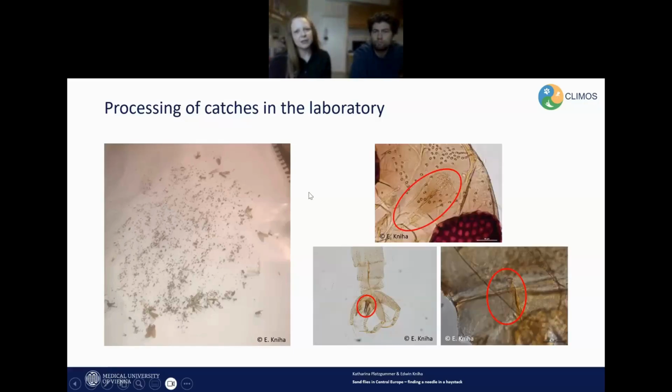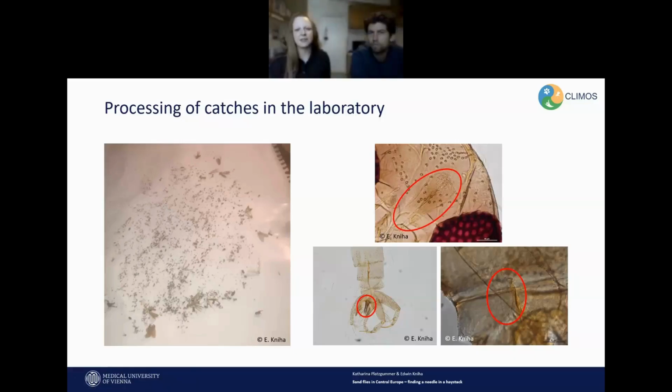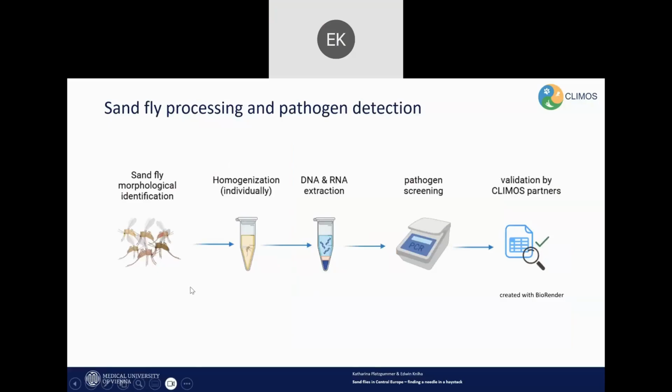So we want to mount the head and the abdomen on microscope slides, because these are the body parts that allow us to do morphological species identification. So here in the head, you have this structure called the pharynx, with the pharynx armature that is actually species specific, same as these appendages of the male genitalia, and here the spermatheca in the female abdomen. And when we did the morphological identification, we then are going to our molecular work.